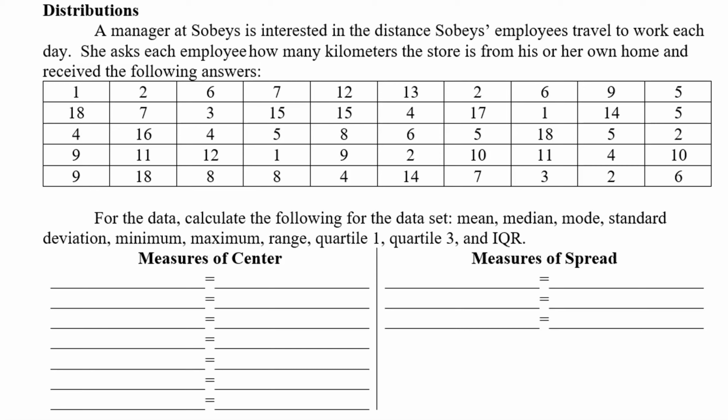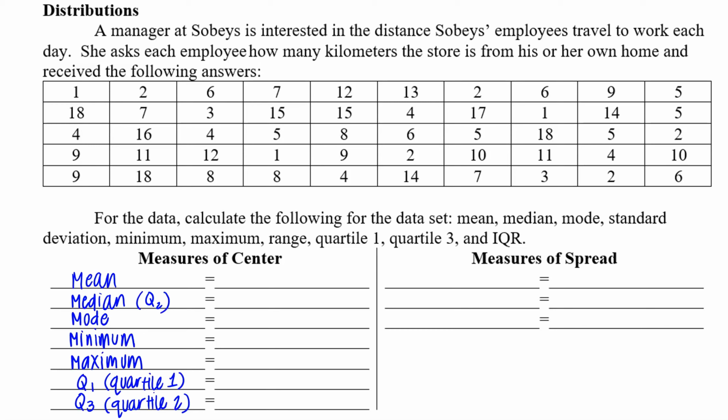As a little refresher, measures of center. To calculate the mean, we would add up every single one of the kilometers and divide it by the total number, which is 50. That would give us a mean of 7.86. The median can be found by listing all of the data values in order from least to greatest and finding the exact middle of that data set.